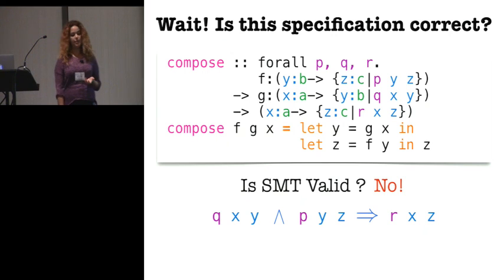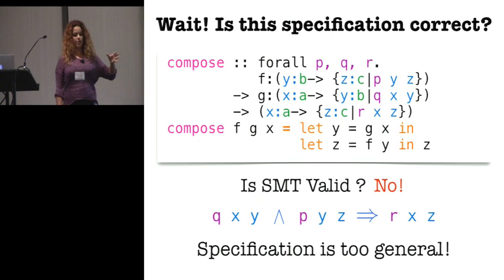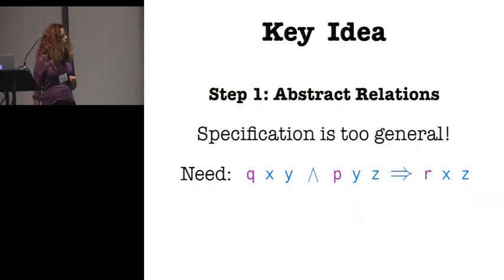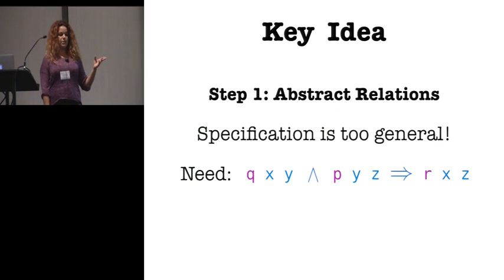Of course, the SMT solver is going to reply no, because the specification I gave to compose holds for every relation P, Q, and R, so it is very general. So our first step was to abstract over relations, and this took us to a very general specification that is missing this concrete implication so that verification of compose is good.